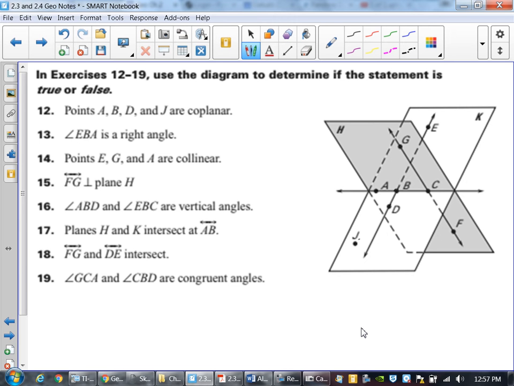What does coplanar mean again? On the same plane. Are those guys on the same plane? Yes, those are on the same plane. Now, we can say that those guys are coplanar because they're on the same plane.